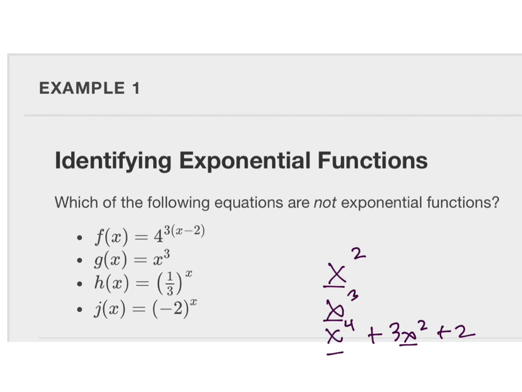You with me? So look at these 4 options. Which of the 4 is not an exponential function? G. G is polynomial. Any questions on that? We're looking at the location of x. It's up, up, up, down. Not exponential.